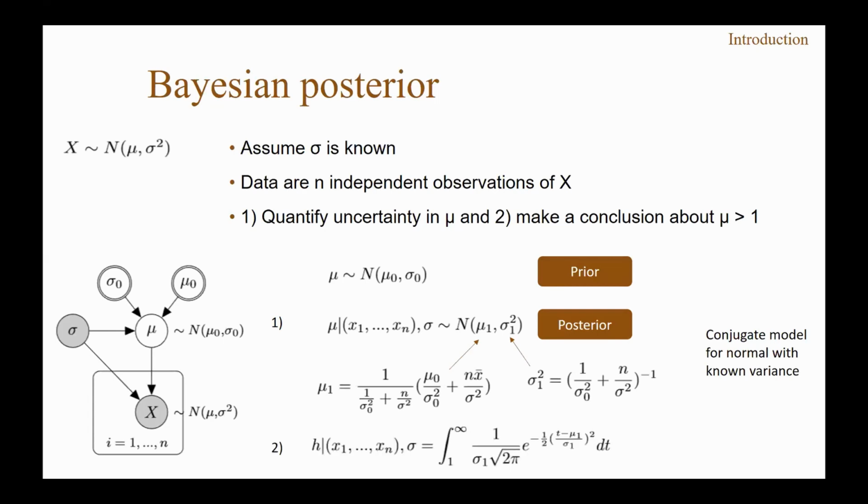For the second problem, I wanted to make a conclusion whether x, note it was x, exceeds 1. So I take my function h, which was previously defined as the probability that x exceeds 1. Then I can calculate this by plugging it into the normal distribution and taking the integral from 1 to infinity over the density function for the normal distribution, where I enter the posterior hyperparameters.